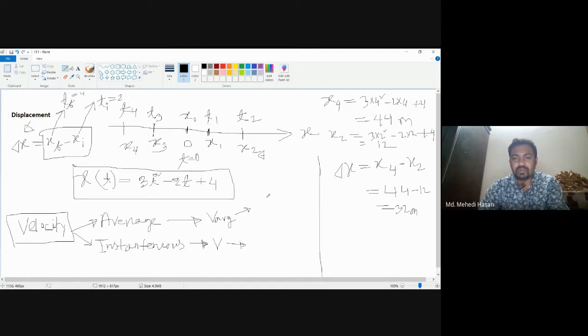Average velocity will be displacement divided by time interval. Okay, so displacement divided by time interval will be average velocity. So you can say also distance divided by time. So this is mainly average velocity, and instantaneous velocity will be the first order differentiation of x, so dx by dt. So first we have to memorize two formulas for differentiation.